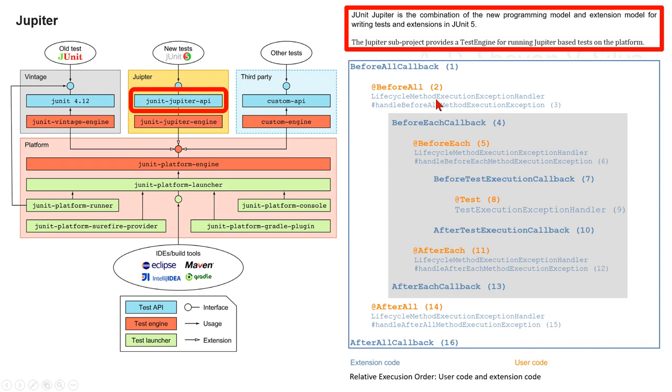The annotation interface BeforeAll in package org.junit.jupiter.api in module org.junit.jupiter.api. @BeforeAll is used to signal that the annotated method should be executed before all tests in the current test class.